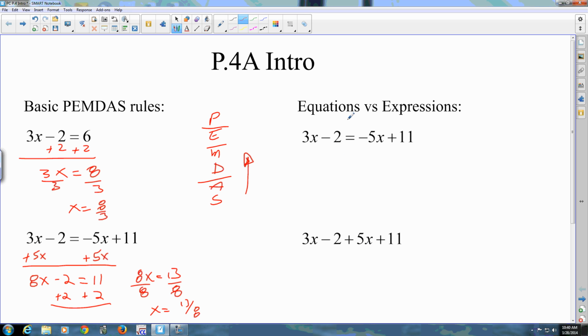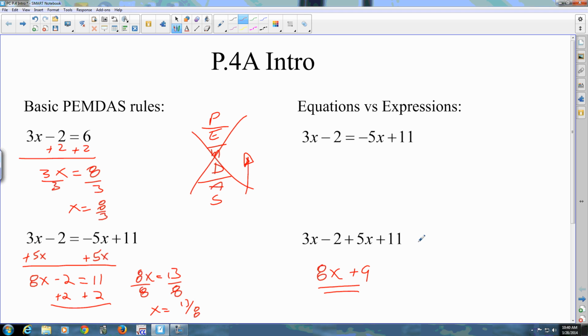When you have an equation, equations have equal signs. When you don't have an equal sign, that's an expression. Expressions don't utilize PEMDAS. You're just adding and subtracting like terms. So this one would be 8x plus 9. That's it. You're not allowed to use PEMDAS. Whereas when you have an equation, that's when PEMDAS applies. So try not to confuse the two.